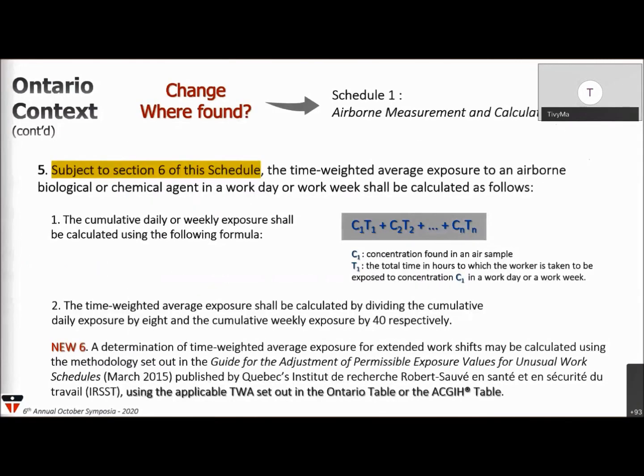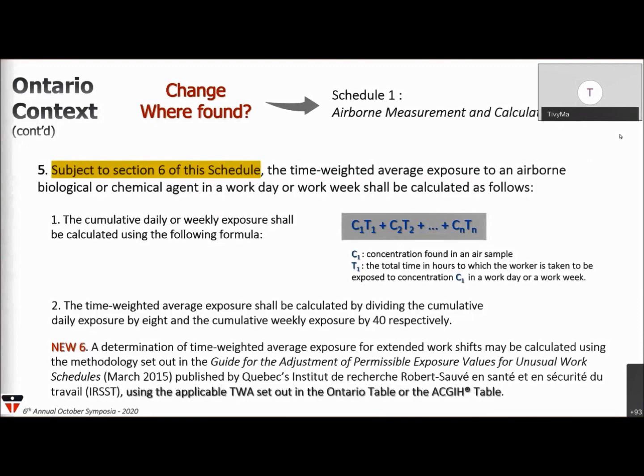For those that are not familiar with the legislation, what I put up here is Schedule 1. Schedule 1 is the airborne measurement and calculation of exposure provisions that are set out in Reg 833, the main reg, control of exposure to biological or chemical agents. And then the same schedule is also found in 490/09, the designated substance reg.